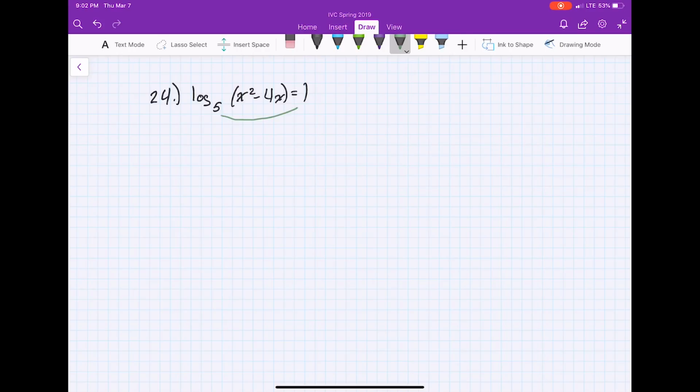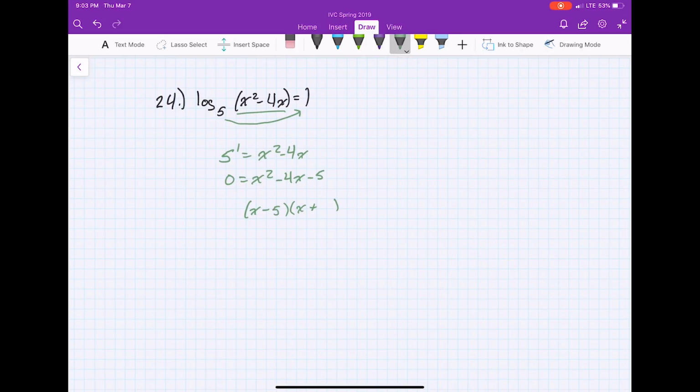So we got 24 here. We'll do that same cyclic thing. So 5 to the first, which is really just 5, I know, but I'm just trying to get the habit of putting that as an exponent, because it could be 3, it could be 4, but here it's 1. So now we can make this into a quadratic. So now we've got, let's see, x minus something, x plus something. What is it going to be? 5 and 1, duh. Okay, so here we have x is equal to 5 and x is equal to -1.